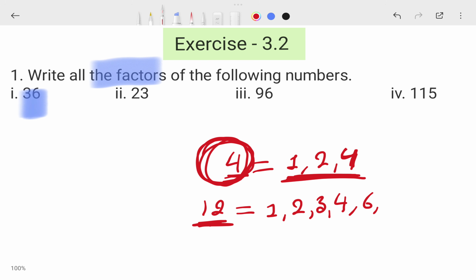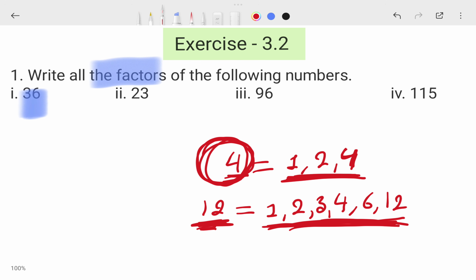Will 7 divide 12? No. 8, is 12 in the 8 table? No. 9 table, 12 is not there. 10 table, not there. 11 table, not there. But in the 12 table, 12 is there. So these are the numbers which divide 12, and that is why these are the factors. Factors are simply the numbers which divide 12, and those are the only factors.